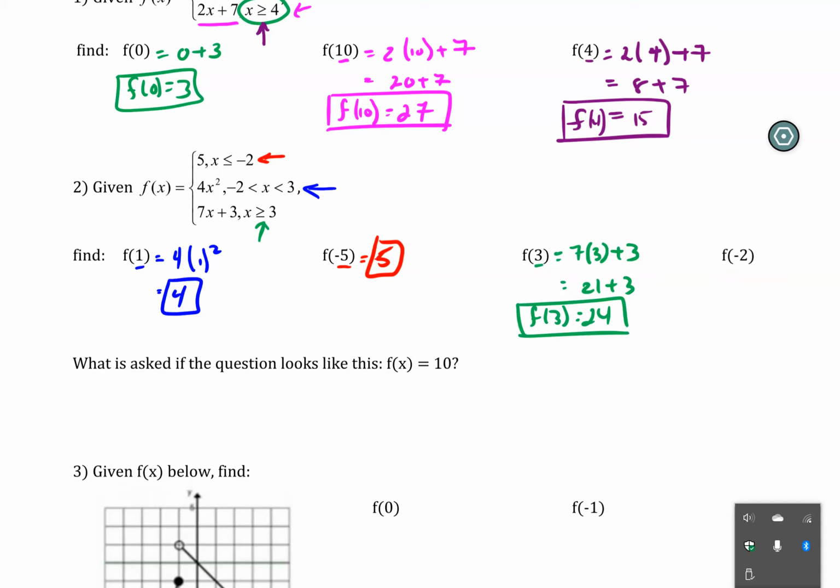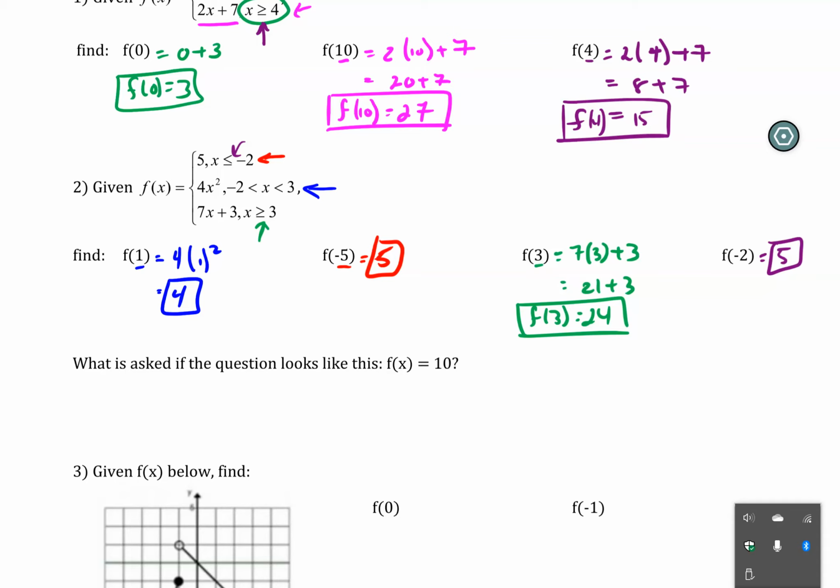All right, and last but not least, we'll do this one as well, f of -2. Again, included here because it's less than or equal to -2. So again, that's just going to be 5 because that's the horizontal line.